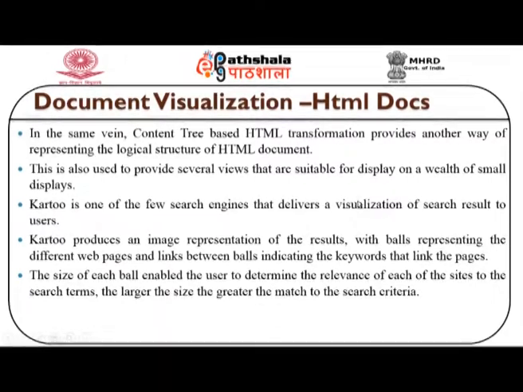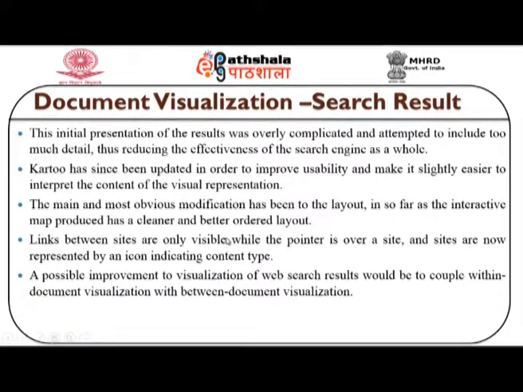Car2 produces an image representation of the results with the balls representing the different web pages and the links between the balls indicating the keywords that try to link the web pages. The size of each ball here enables the user to determine the relevance of each of the sites to the search items, and the larger the size, the greater the match to the search criteria.